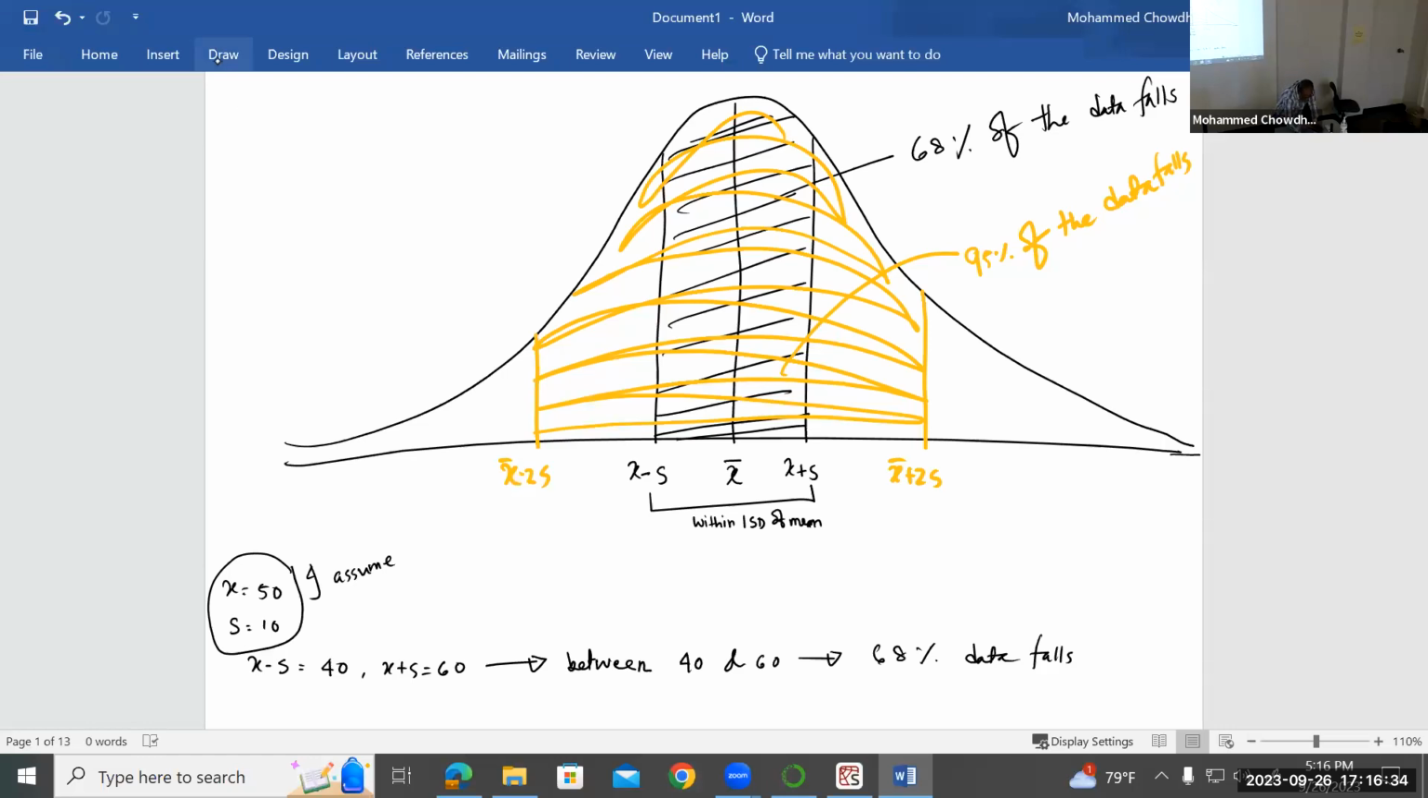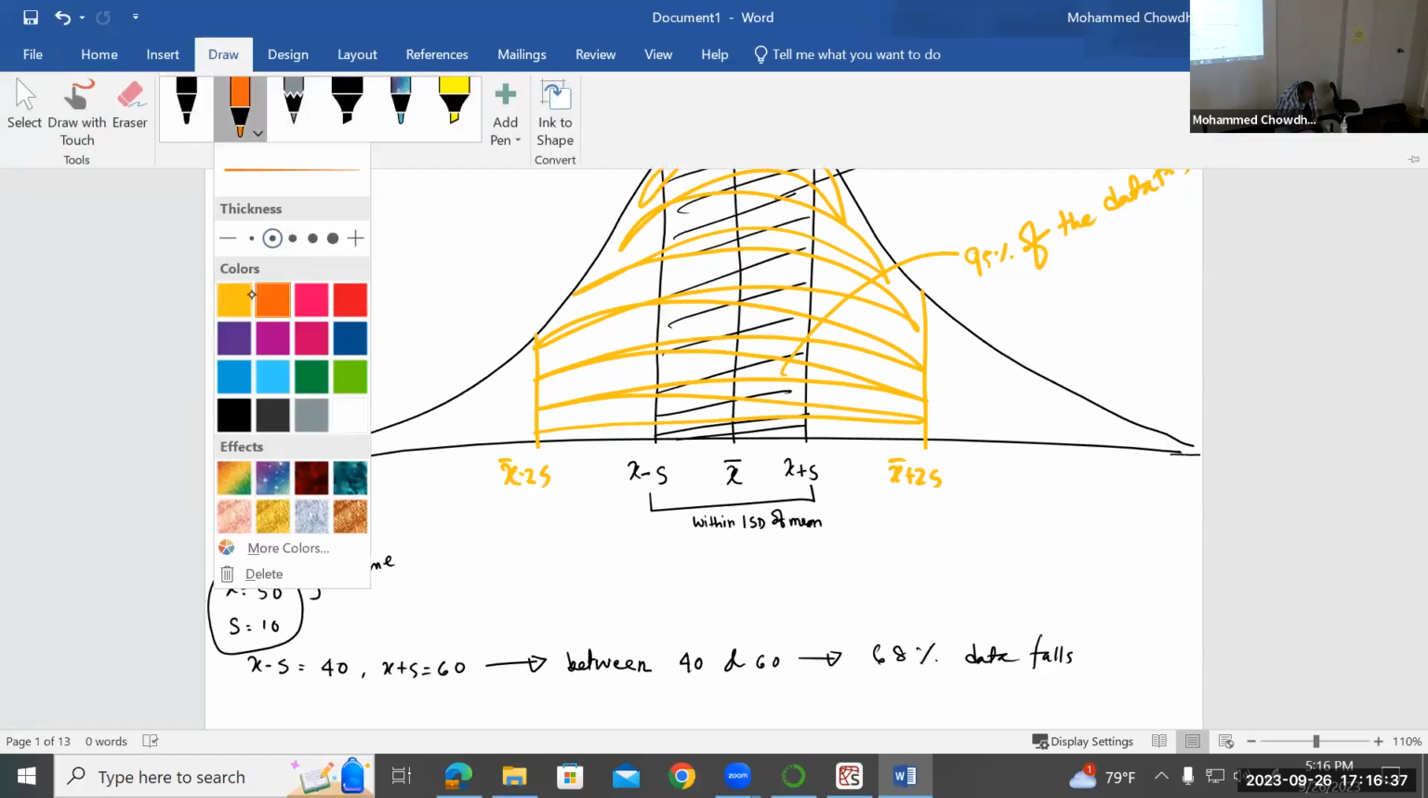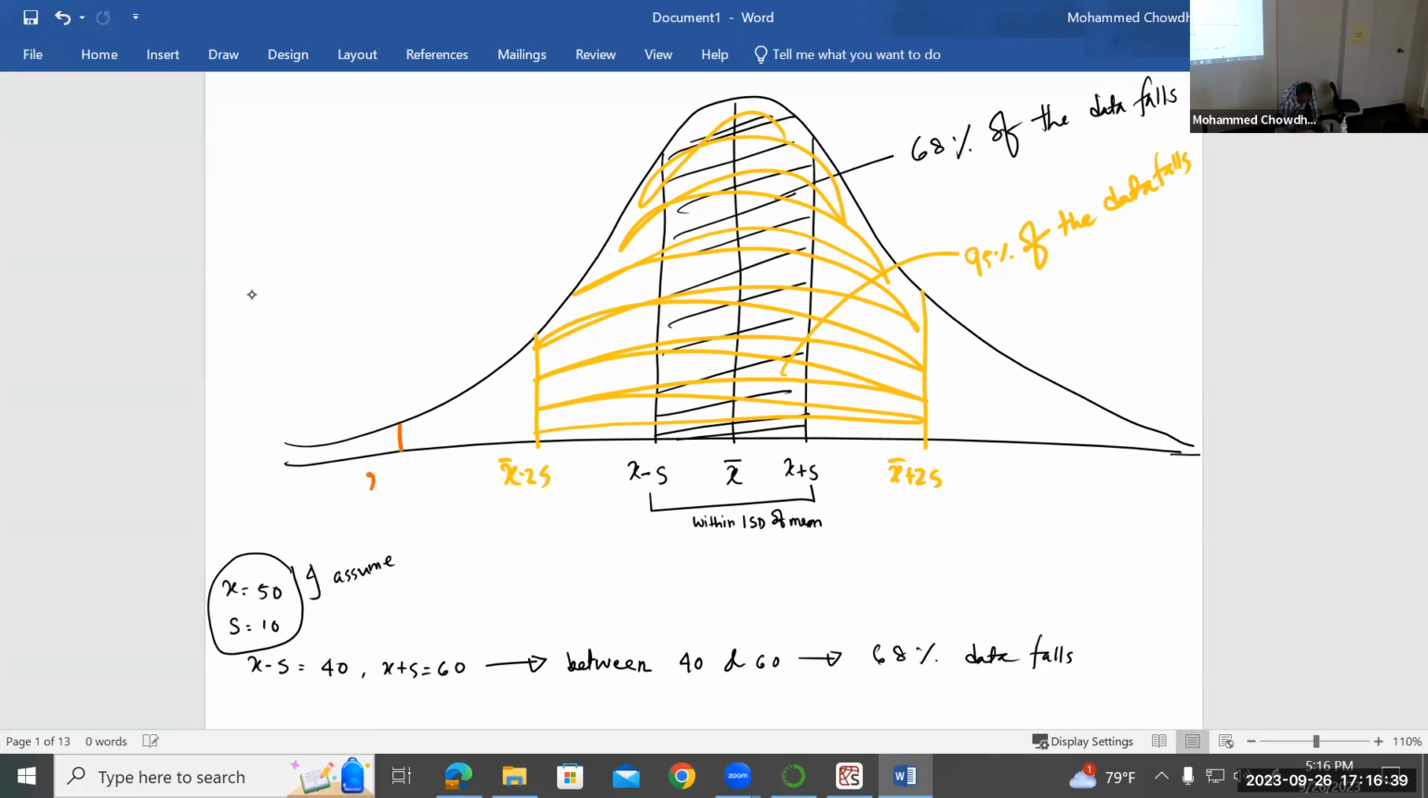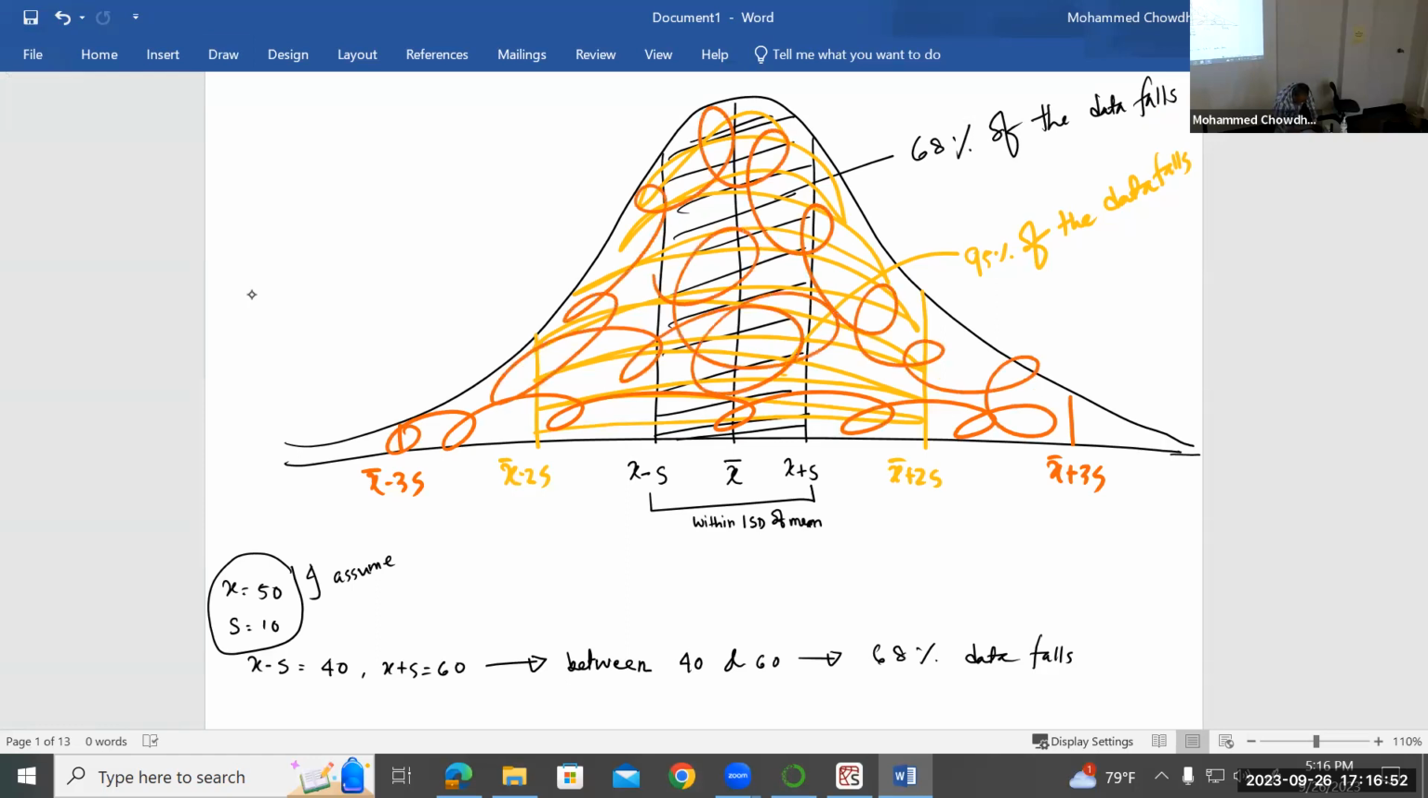Okay, within three standard deviations, let me take another color. Within three standard deviations, x bar minus 3s and x bar plus 3s, within this 99.7% of the data falls. That means 99.7% of the frequency falls within three standard deviations.